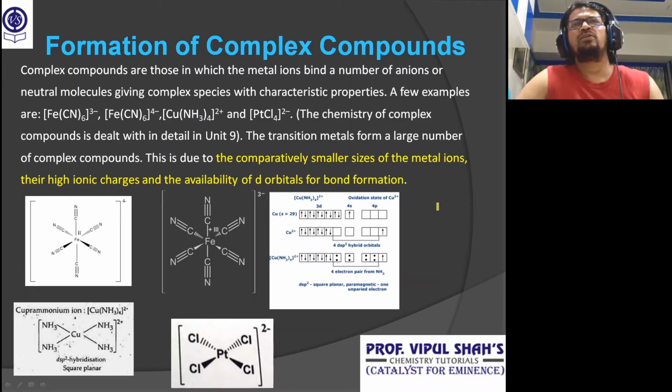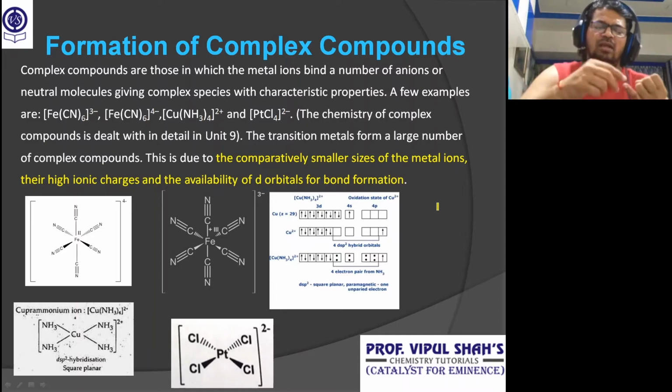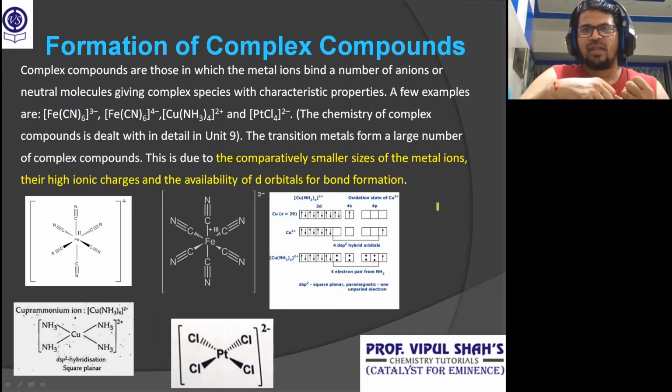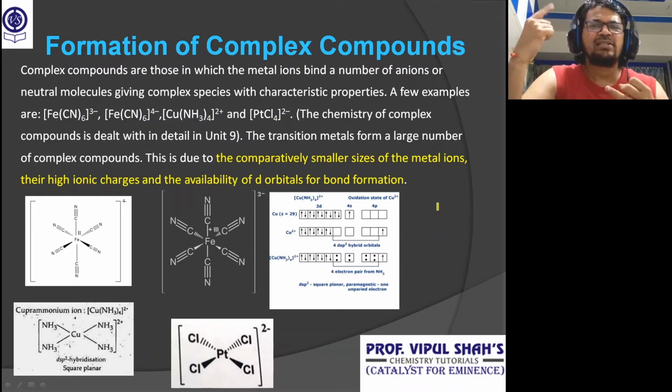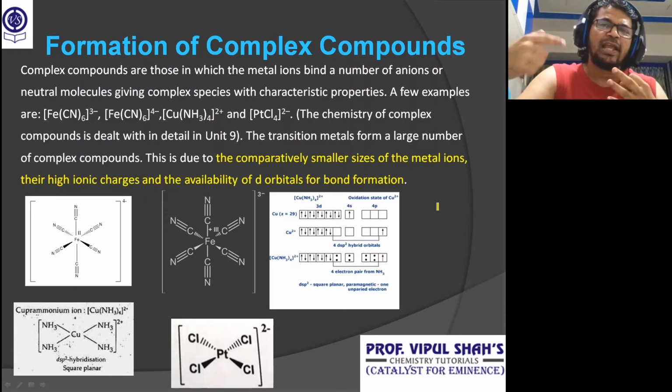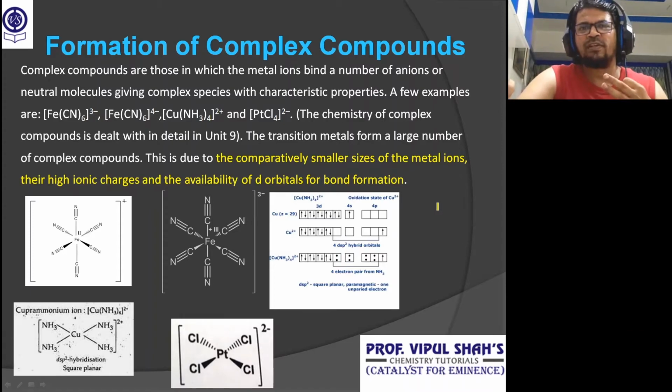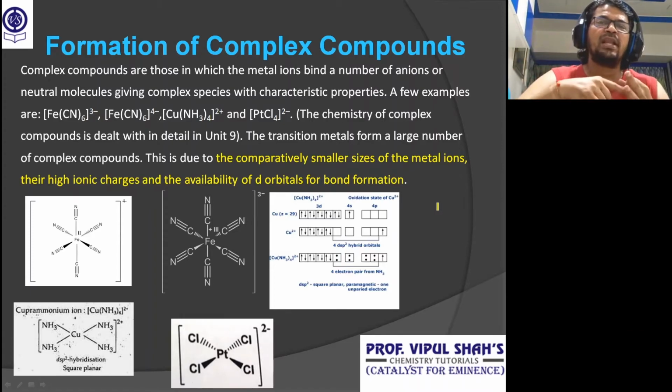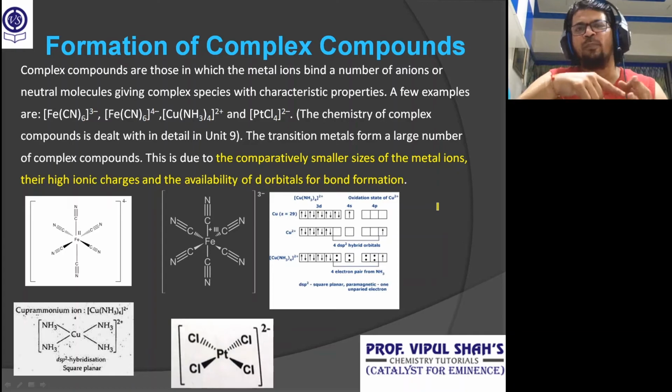The tendency to form complexes is very simple. One, it should have a small size and it should have a high charge by size ratio. So higher the charge, smaller the size, so greater charge by size ratio. Second, availability of vacant orbitals for the ligand to donate lone pairs of electrons. That's why mainly all d block elements are the ones which form complexes.